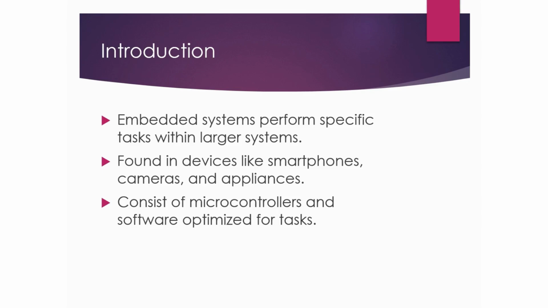So, introduction about the embedded systems. Basically, embedded system is the combination of both hardware and software. Embedded systems perform specific tasks within larger systems. These are usually found in devices like smartphones, cameras, and home appliances, etc. They consist of microcontrollers and software optimized for task and multitasking.